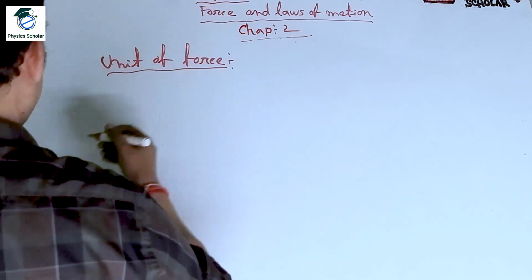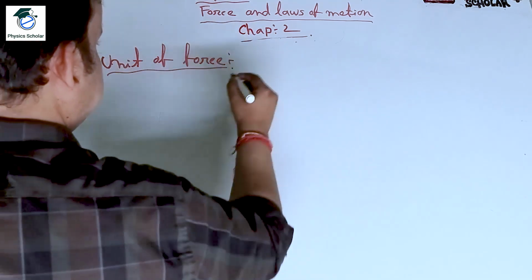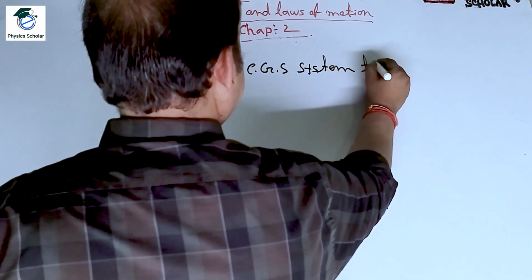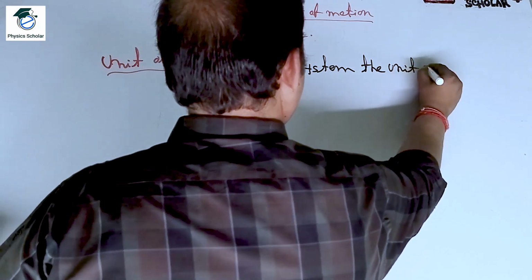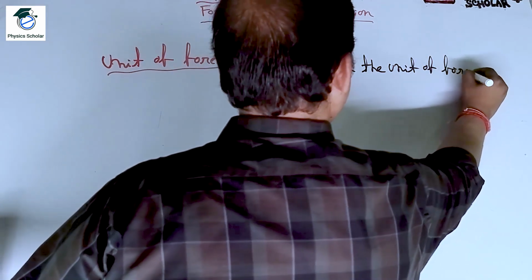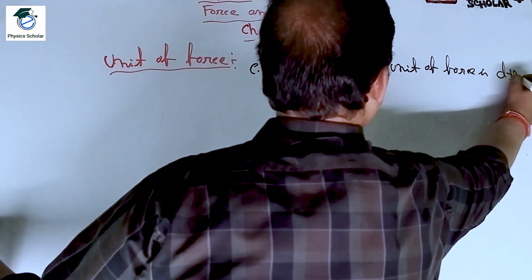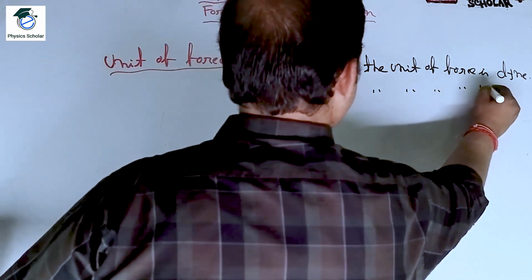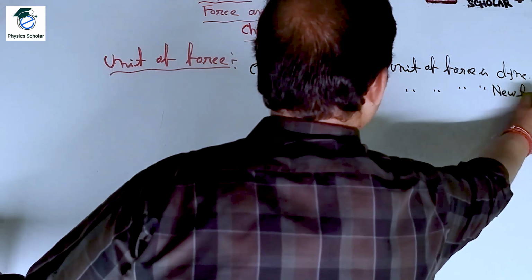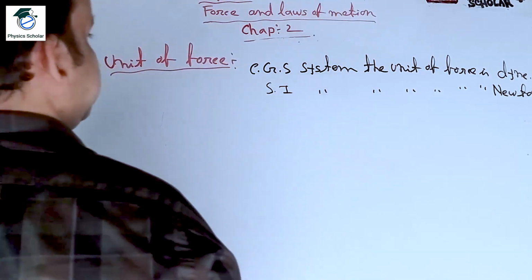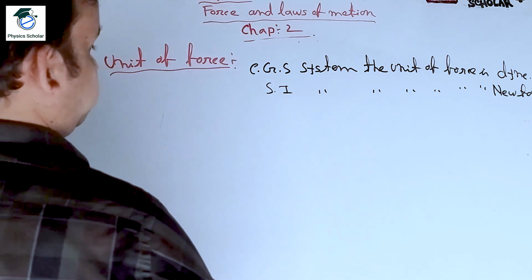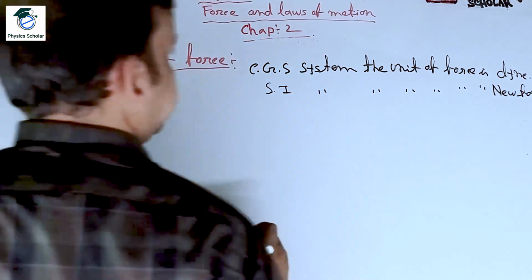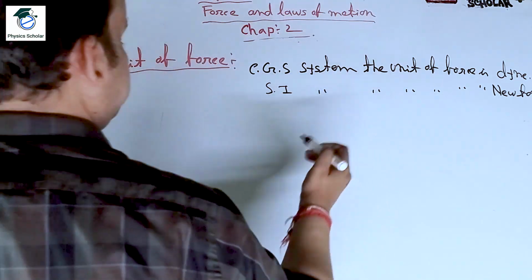Unit of force. Okay. In the CGS system, the unit of force is dyne. In the SI system, the unit of force is Newton. Clear? The unit of force is Newton. In the CGS system, the unit of force is dyne. So what is dyne? Clear?